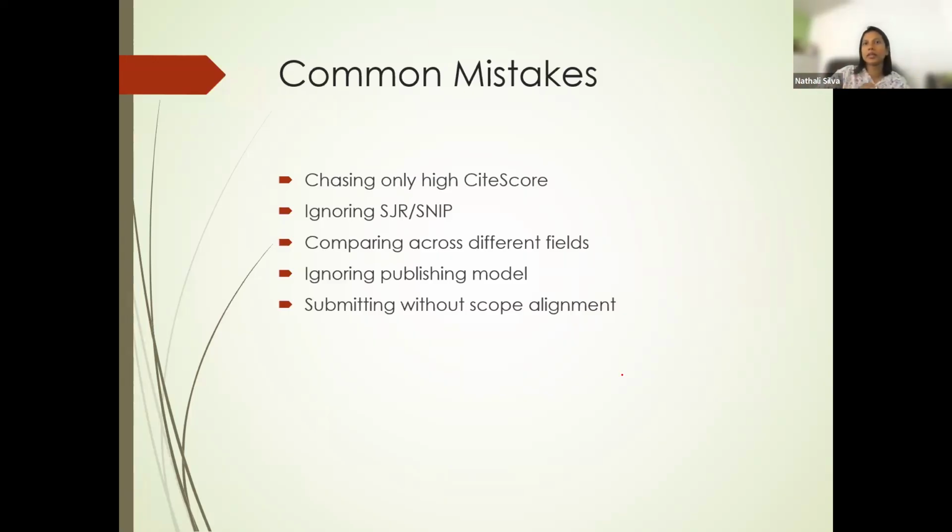So you need to carefully determine what journal, because depending on the depth of the work, if it is mainly towards computing, you need to come up with a journal that suits it. But if it is more related to science, then it's better to come up with a journal that focuses on science, likewise. And ignoring the publishing model, which you should never do, because that can cause a lot of problems towards the end. And submitting without scope alignment should not be done. That will definitely come with a desk rejection.